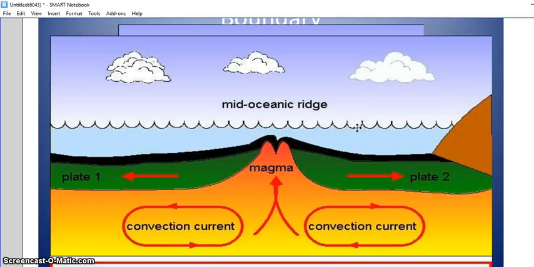Yeah, the mid-oceanic ridge. Okay, well, folks, say goodbye to Brooklyn. She has to go now. Bye-bye. Goodbye, Brooklyn. Have a plate tectonic day.